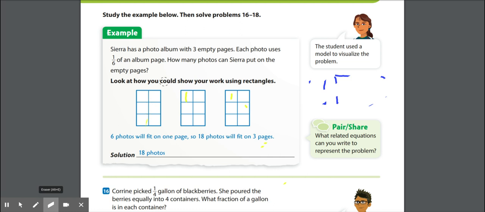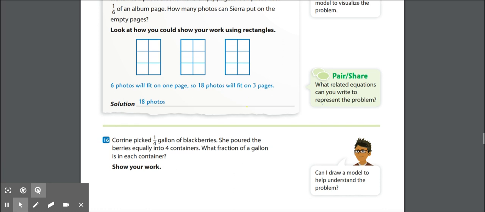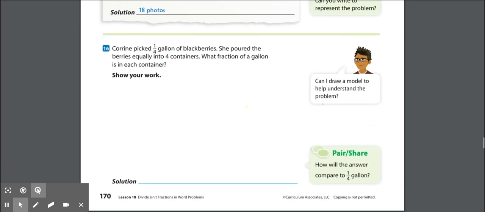I hate that I have to erase this, but if I scroll up, it's going to be in our way. Again, if I can get my Notability to work, we will not have that problem. Number 16, Corinne picked 1/4 gallon of blackberries. She poured the berries equally into 4 containers. What fraction of a gallon is in each container?